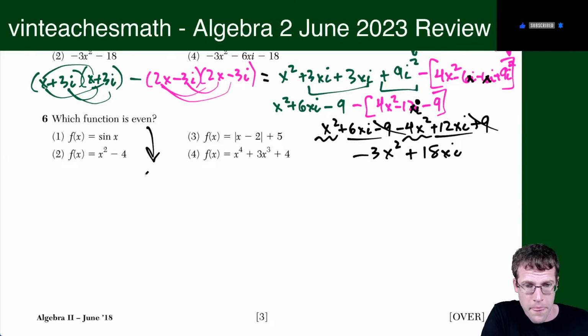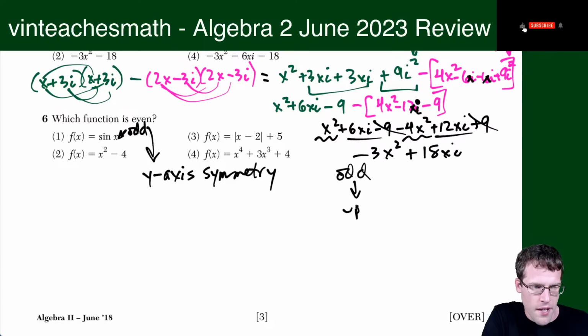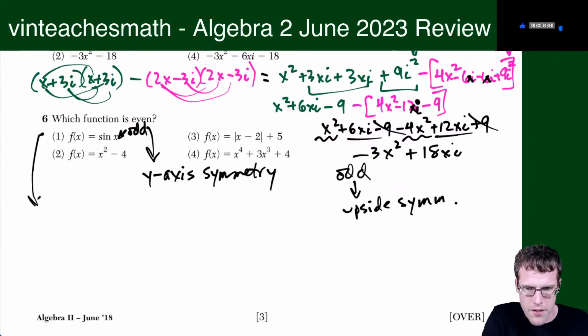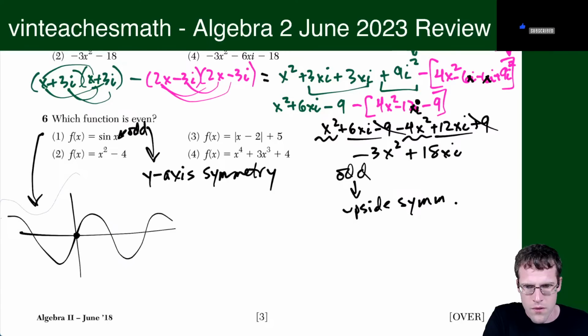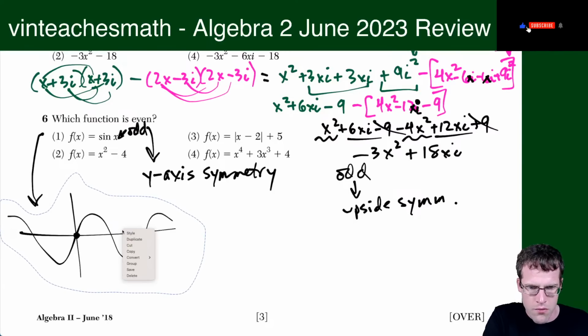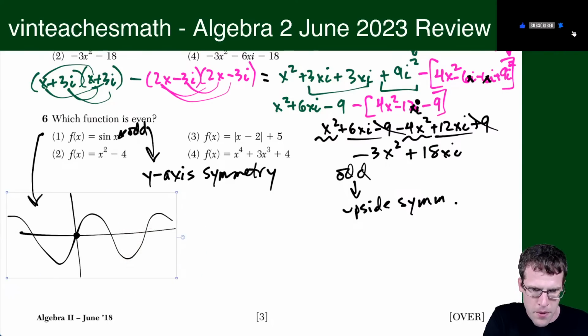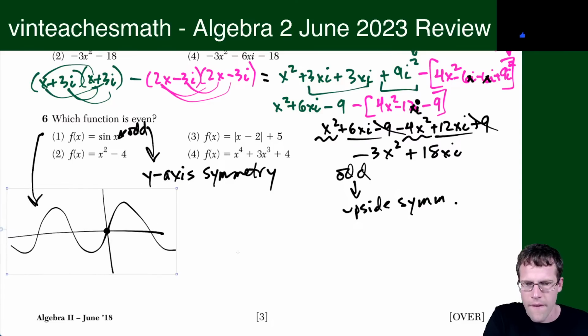All right. Even has y-axis symmetry. That's all I think about. And then just graph these. This I already know is odd, and just know odd is like upside down symmetry. What that means is if I take, let's say, sine of x and flip this graph upside down, it's the same graph. If I flip it upside down, you see how it's still a sine curve? That's what makes it odd, but not even. It doesn't have y-axis symmetry. It's an odd function.